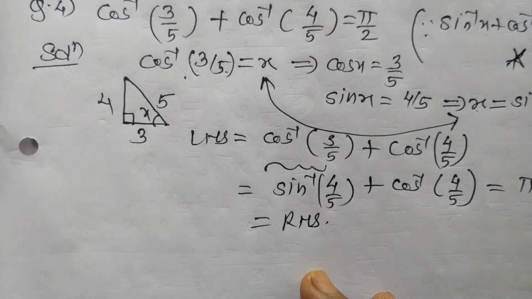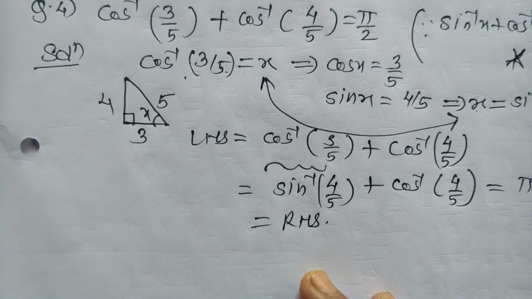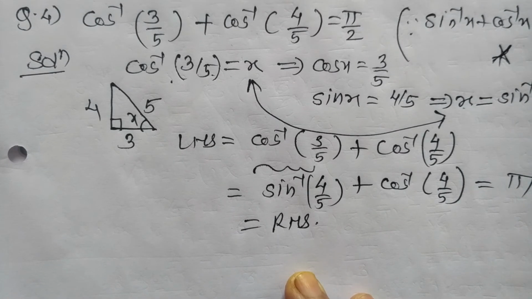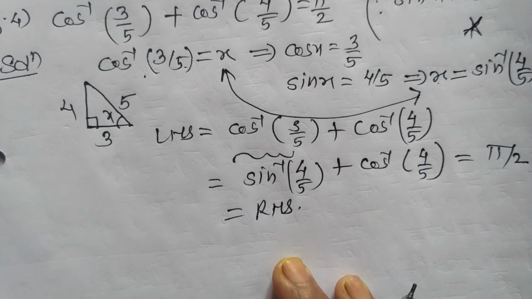That value is proved here. Now, in a similar manner, we prove the remaining questions, question number 5, 6, 7, 8. All these questions give inverse trigonometric function for tangent ratio. So we use the identity from the tangent function.